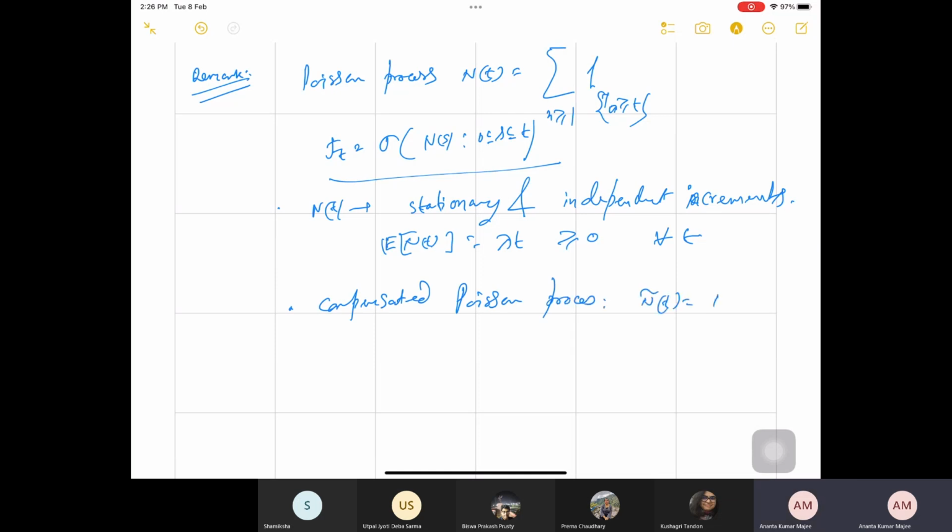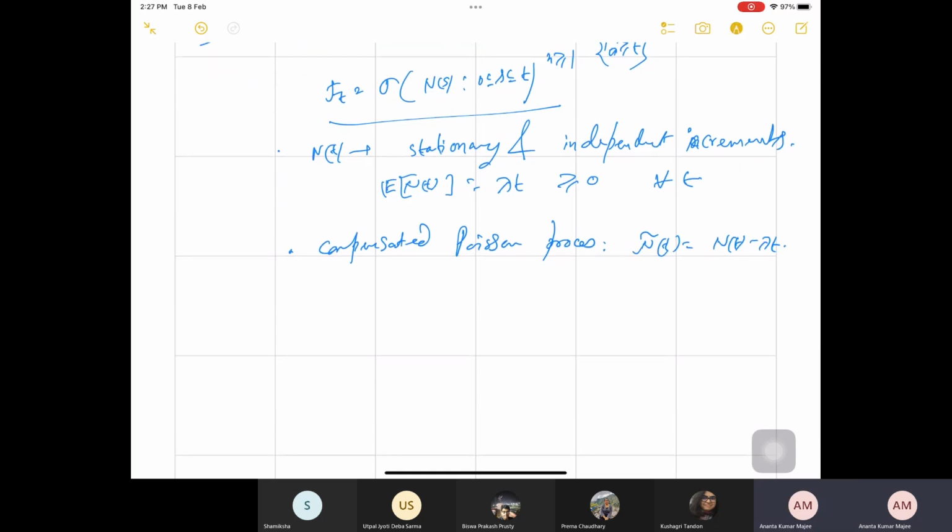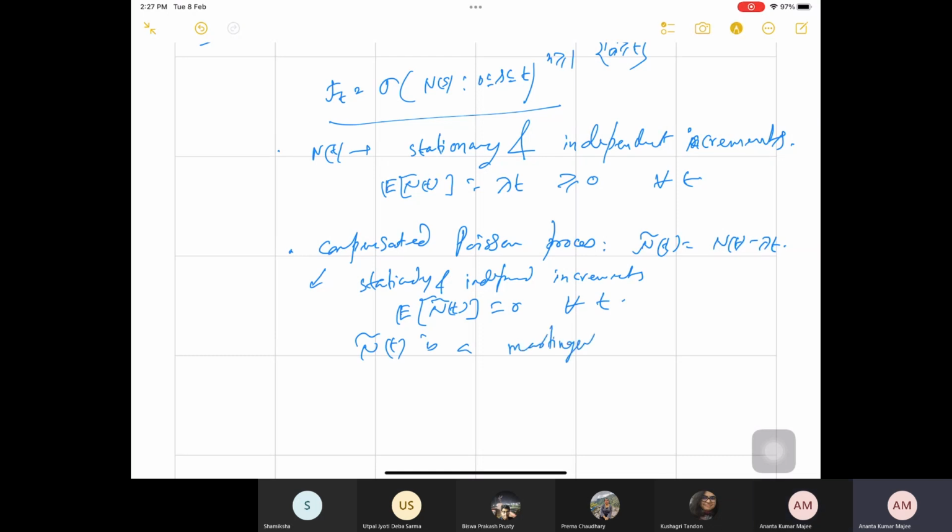Okay, Ñt, we denote that Nt minus λt. So now you see that Ñt has stationary and independent increments, but the expectation of Ñt is actually equal to 0 for all t. So my Ñt is a martingale with respect to its own filtration.